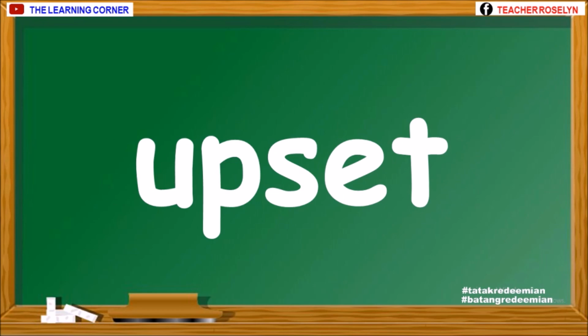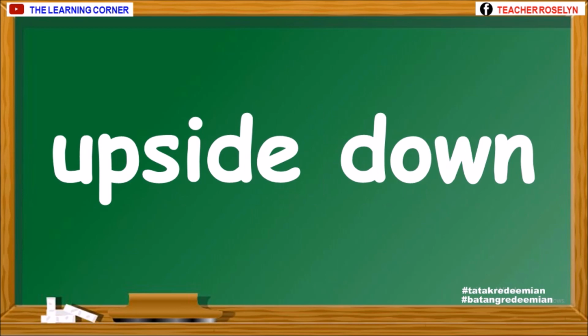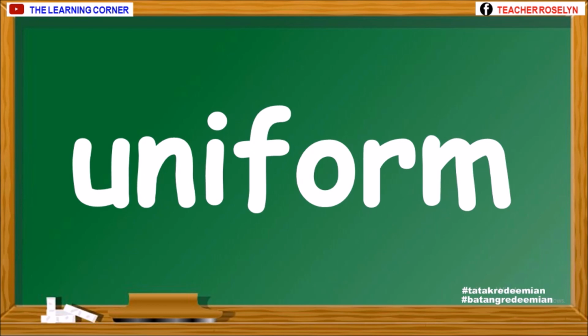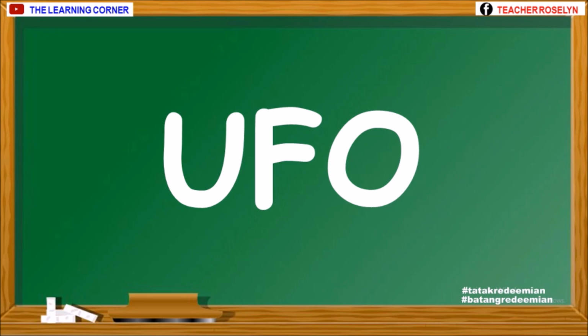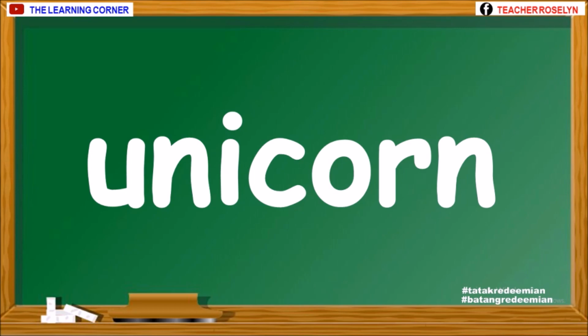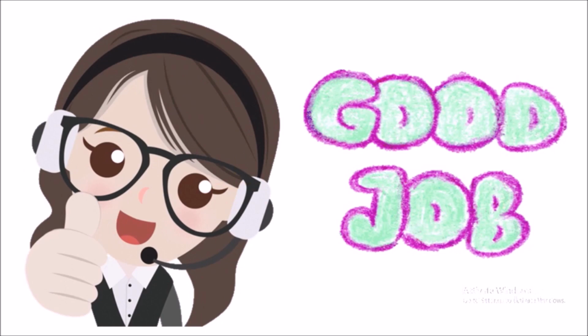Urchin. Upside down. Uniform. Utensils. Ukulele. UFO. Unicycle. Unicorn. Good job! Now, let us do some activities.